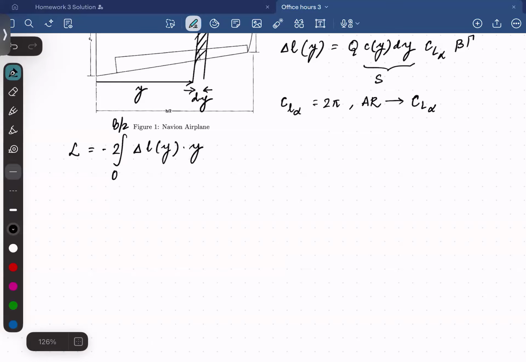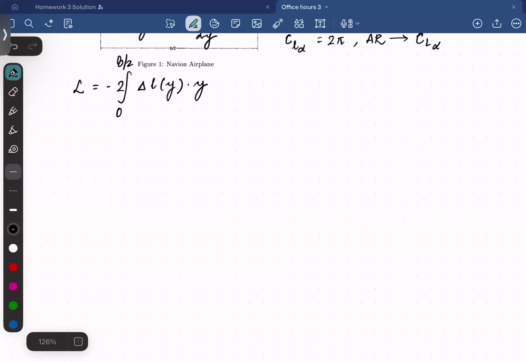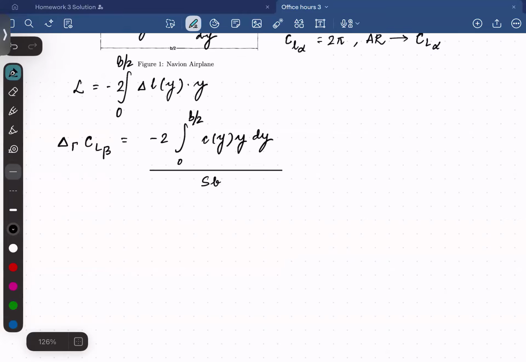The only thing that will remain is the contribution of the dihedral to CL beta, which would be negative 2 times the integral from 0 to b by 2 of chord as a function of y times y dy, whole divided by the platform area, times cap CL alpha for the wing times the dihedral.